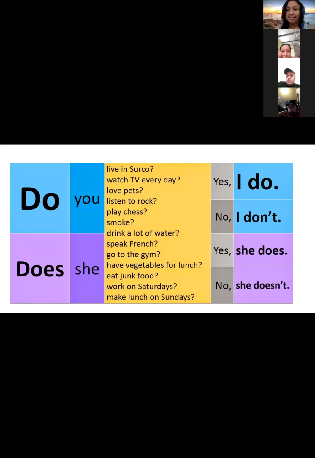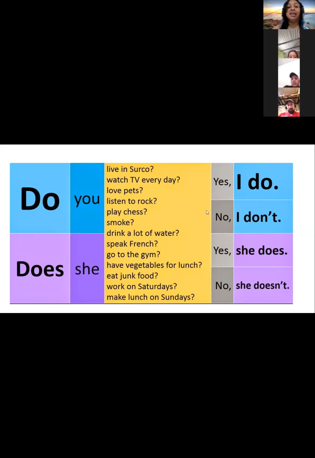Okay. Now, this is the structure for subject pronouns he, she, it. Yes? It. Okay. So, si yo quiero hacer una pregunta, if I want to ask a question, I have to say does in the beginning. Esa es la estructura de una pregunta. Obligadamente tengo que empezar una pregunta con el auxiliar. So, I say does. Does he, does she, does it. Okay. Now, and then I have the verb, have, eat, work, make, and the complement, vegetables, food on Saturdays. It's the rest of the information. Now, if it's a positive answer, yes, she does. Yes, he does. Or no, she doesn't. Or no, he doesn't. Or no, it doesn't.